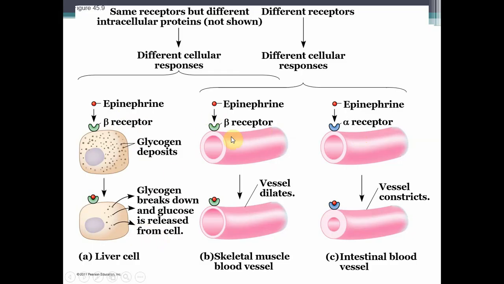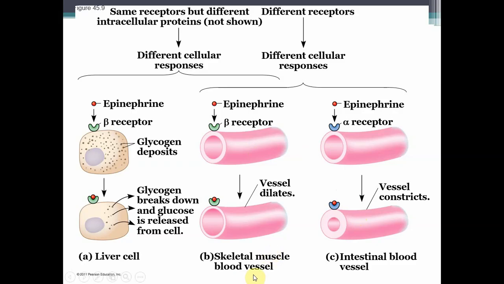Epinephrine on beta receptors causes vasodilation. Epinephrine on alpha receptors causes vasoconstriction. So on different cell receptors, they have different responses. On beta receptors, they may be causing glycogen breakdown. On alpha receptors, causing vasoconstriction. Or beta receptors of the vasculature causing vasodilation.